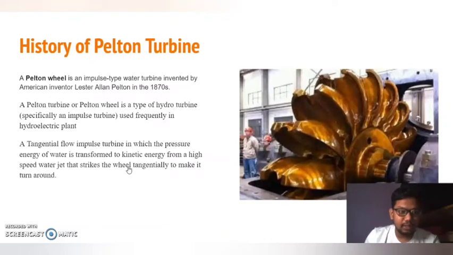The introduction to the Pelton wheel turbine. Firstly, the Pelton wheel turbine is an impulse type of turbine invented by the American inventor Lester Allan Pelton in the 1870s. A Pelton turbine, or Pelton wheel, is a type of hydro turbine, specifically an impulse turbine used frequently in hydroelectric plants. It is a tangential flow impulse turbine in which the pressure energy of water is transformed to kinetic energy in a high speed water jet that strikes the wheel tangentially to make it turn around.